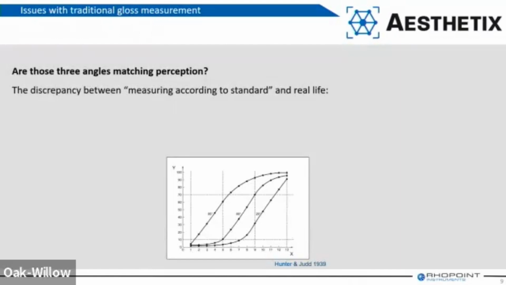This is a really old way of measuring, but we're all still sticking to it. There have been multiple studies that say there are many times that gloss doesn't match our eyes. There have been several thousand papers written on gloss perception since 1939, but we're still measuring the old way. It's not perfect.